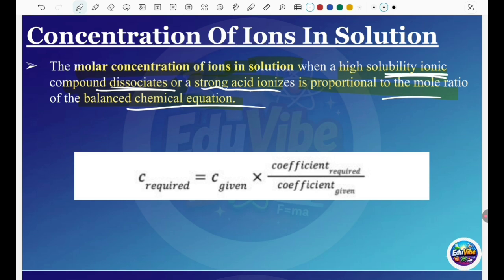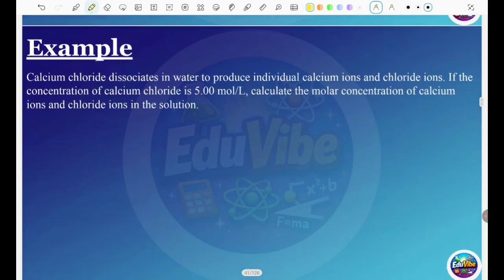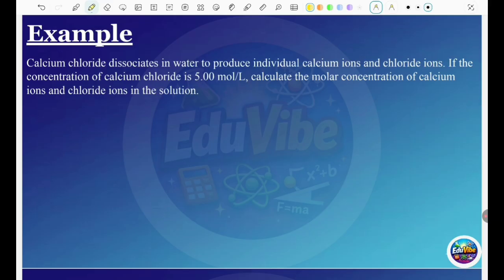I will tell you how we can deal with this, but the formula stays the same: the concentration required is equal to the concentration given multiplied by the coefficient required upon coefficient given. This is for concentration, so the formula stays the same. Let's discuss how to deal with it.